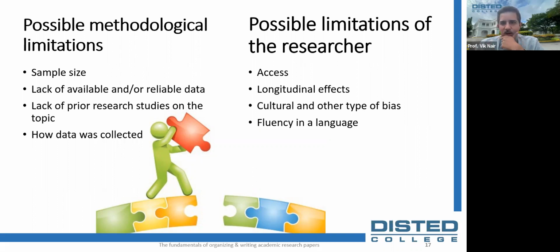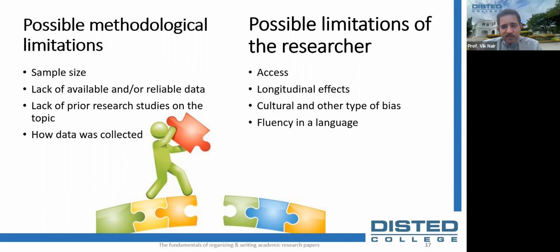Next one is lack of prior research studies on the topic. Citing prior research studies forms the basis of your literature review, and it helps lay a foundation for understanding the research problem that you are trying to investigate. So depending on the scope of your research topic, there may be little, if any, prior research on your topic.